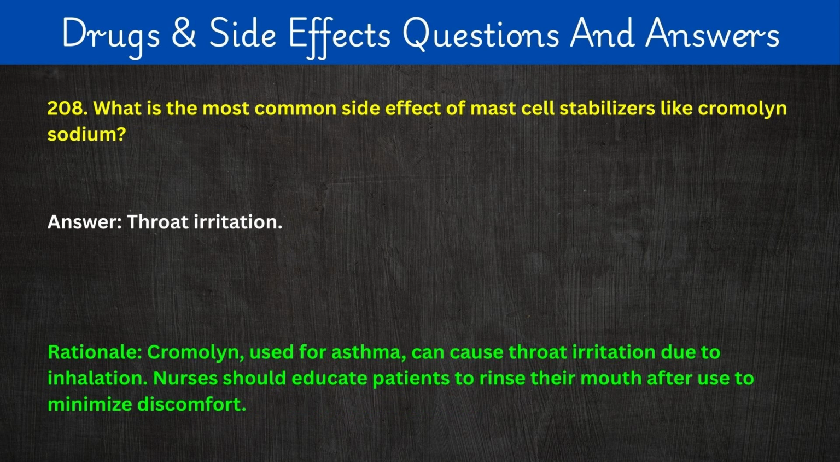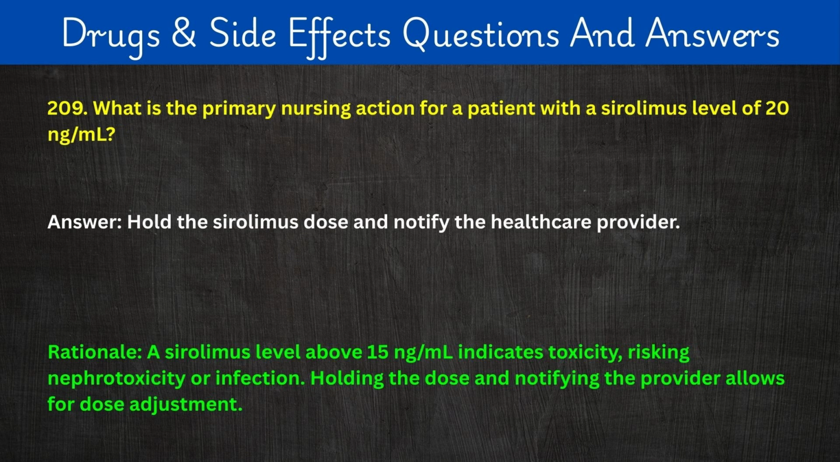208. What is the most common side effect of mast cell stabilizers like cromolyn sodium? Answer: throat irritation. Rationale: cromolyn, used for asthma, can cause throat irritation due to inhalation. Nurses should educate patients to rinse their mouth after use to minimize discomfort.